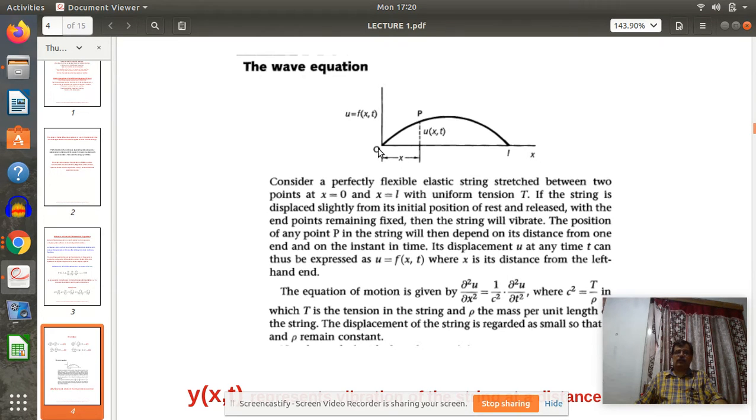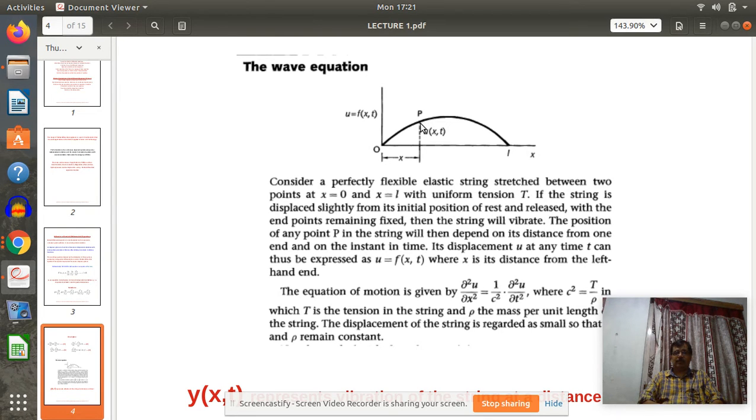So we have a string which we fix at both ends, at O and at this end L. Both ends are fixed. And tension is applied on the string. Then it starts vibrating. So at a certain position and time t, let P be the position of the string at a distance x. So this u(x,t) represents the vibration of the string at a position x at time t. That vibration of the string is a dependent variable, depending on the position, that is, the distance from the end O, and the time t.